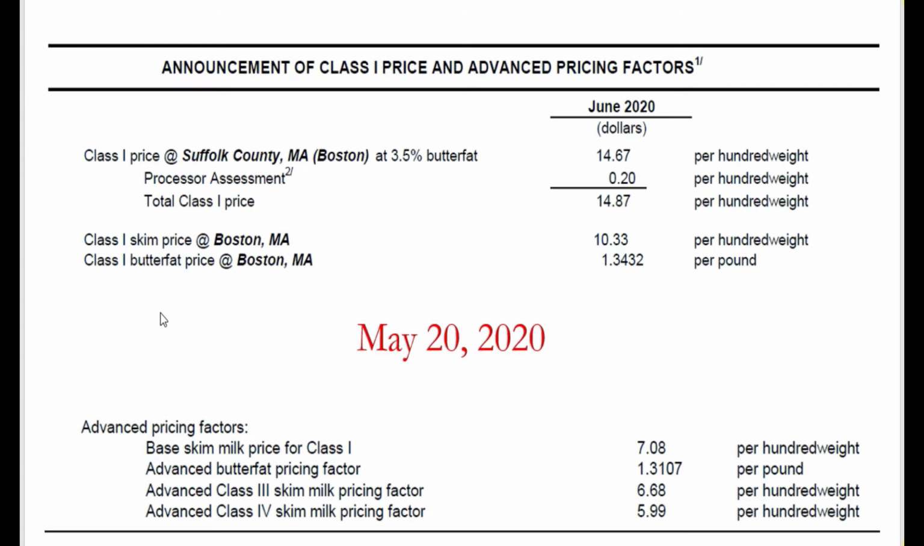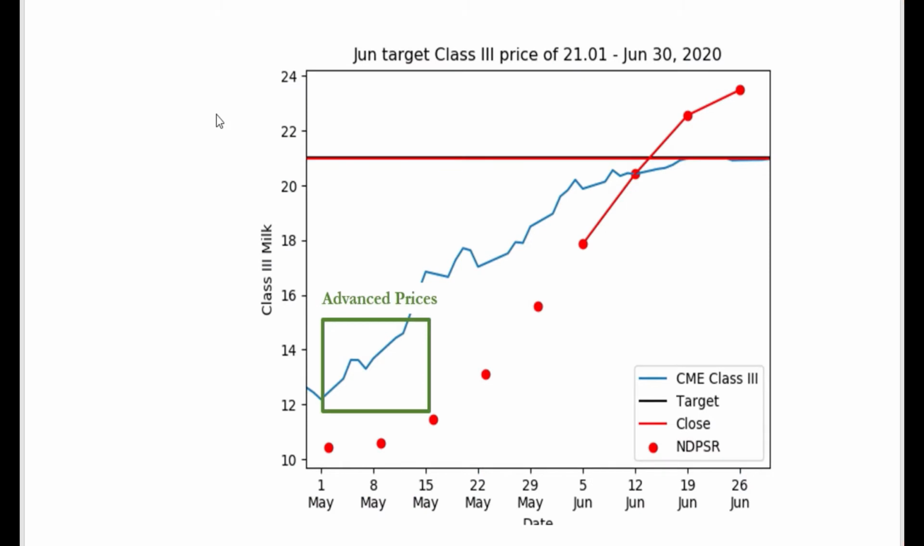The advanced prices were set on May 20th, 2020 and set a class 1 price for the Northeast at $14.67. If we look graphically at when these advanced prices were set, which is in the early part of May, and then follow this blue line as to how the price for June milk changed on the Mercantile Exchange, we see that there was quite a bit of difference between the time it was announced and the final numbers, right around $21.04 for class 3.